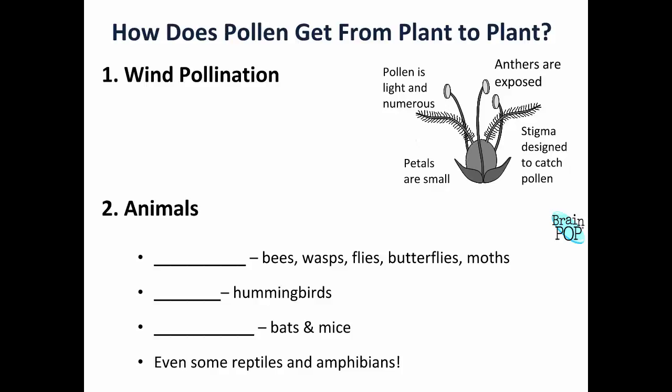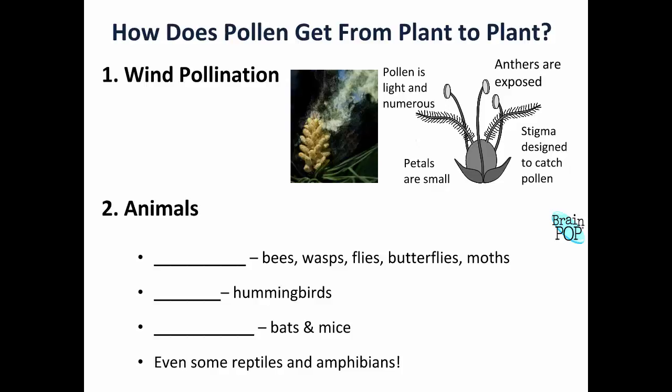So would a dandelion be a wind pollinator? No, dandelions can be insect pollinated. And again, here you see cones. This is from some sort of pine tree probably. And all of this is pollen being released by those flowers, just floating along in the wind, and hopefully some of it lands on female flowers.